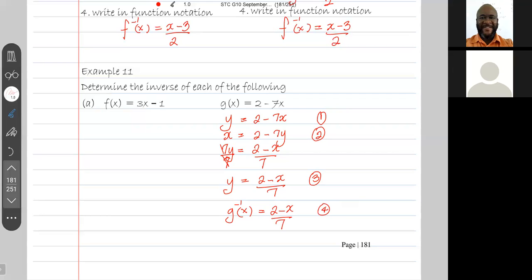So we're finding the inverse of a function in 4 steps. At step 1, we take out g of x and put in y. At step 2, we interchange x and y. At step 3, we make y the subject. And at step 4, we take out y and say g inverse of x is equal to 2 minus x over 7. All right, I just found the inverse of g of x. I want you to find the inverse of f of x.